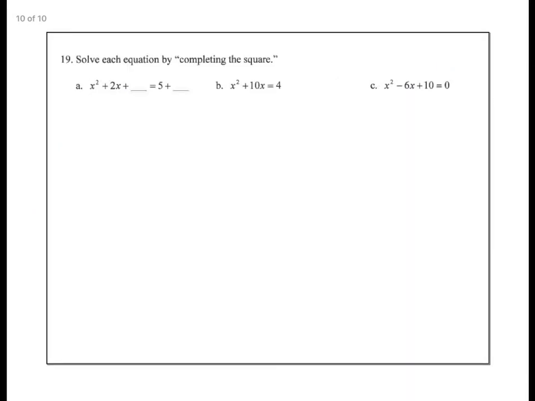Alright, slide 10, last one here: solve each equation by completing the square. So let's think back to what we were just doing. Remember those blanks are there because we have to figure out what we add to each side to force the left side to become a perfect square trinomial. So x plus or minus something squared is equal to something. We take half of 2, which is a positive 1. Square that positive 1, I'm going to add 1 to both sides. So that gives me x plus 1 squared is equal to 6.